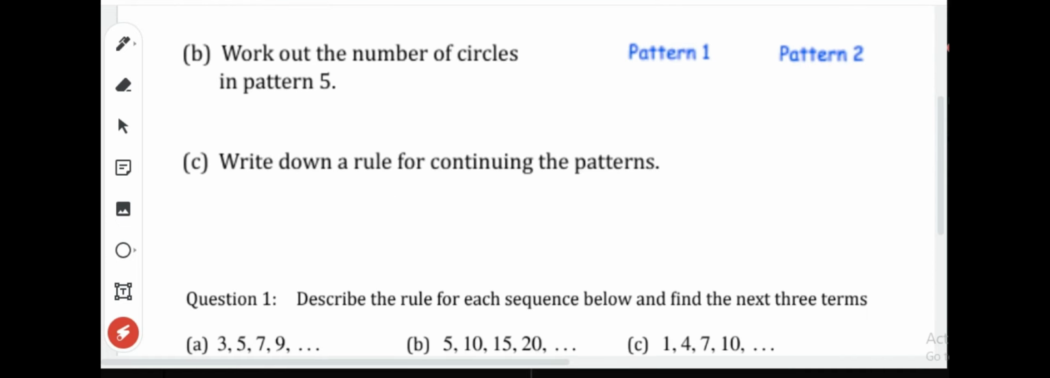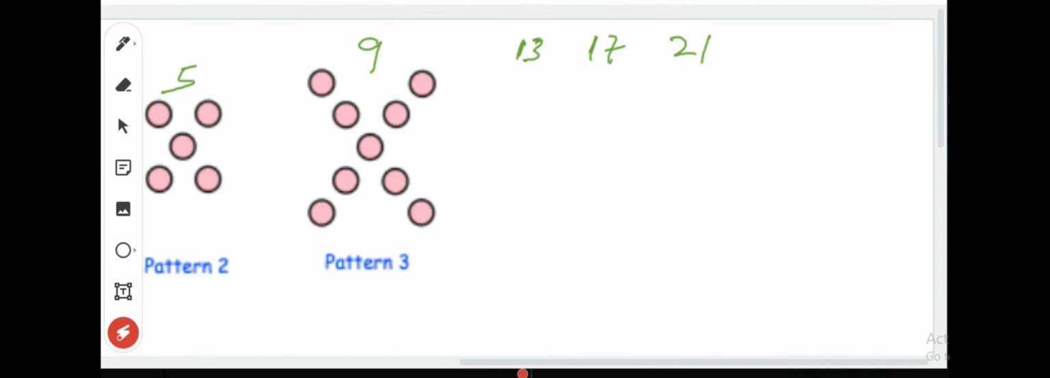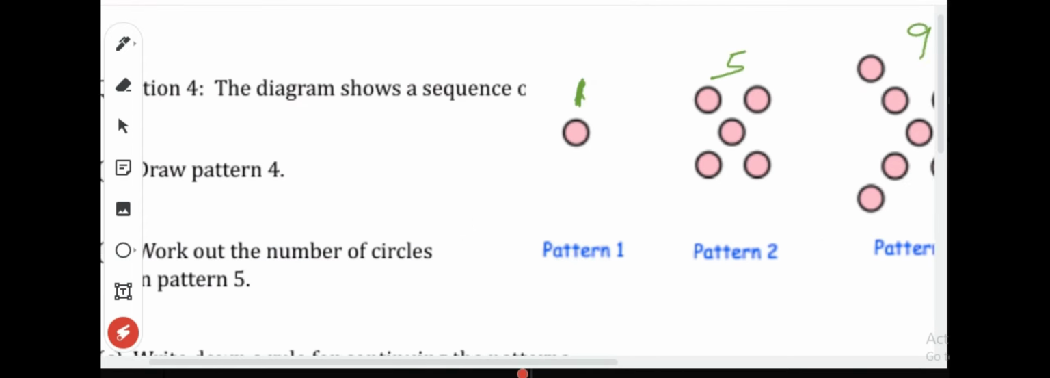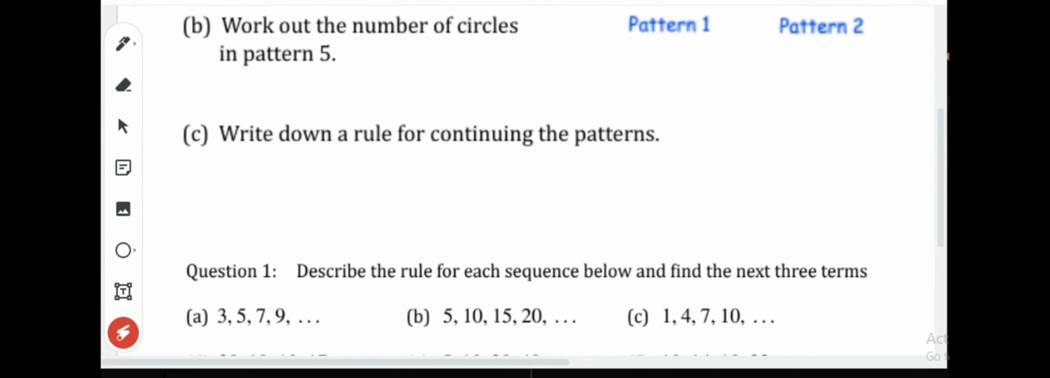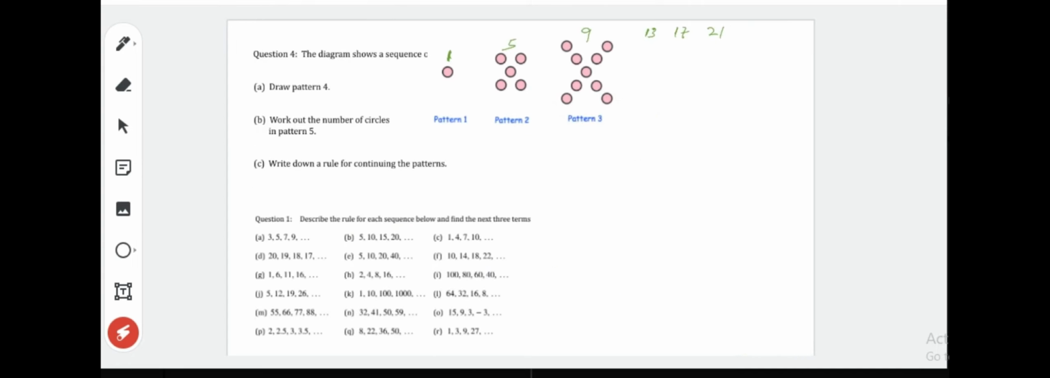So work out the number of circles in pattern 5. I think we already have it. Pattern 5, this is pattern 3, pattern 4, pattern 5, that will be 17. Or we use our formula when n equals 5. After we have gotten the position to term rule, like we did here, we said when n equals this, we get our answer.